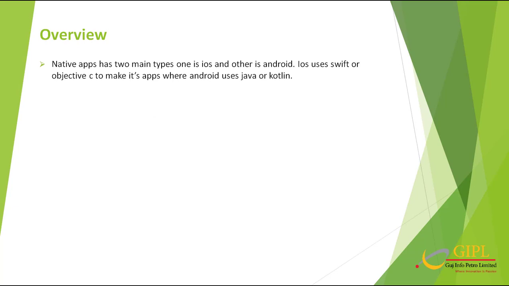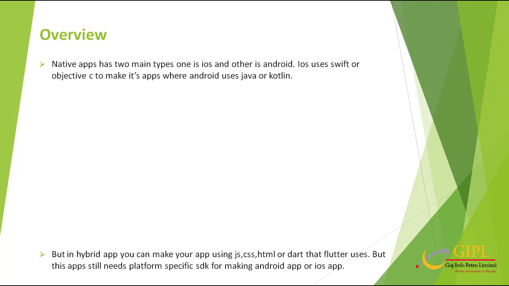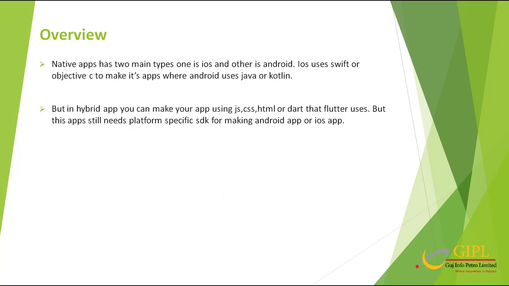Overview. Native apps have two main types. One is iOS and the other is Android. iOS uses Swift or Objective-C to make its apps, whereas Android uses Java or Kotlin. But in a hybrid app, you can make your app using JS, CSS, HTML or Dart that Flutter uses. But this app still needs a platform-specific SDK for making an Android app or iOS app.